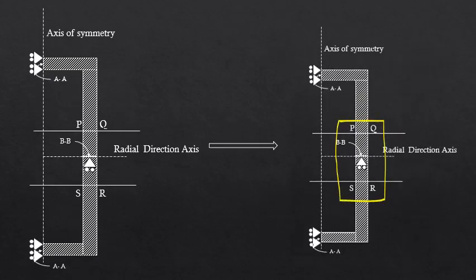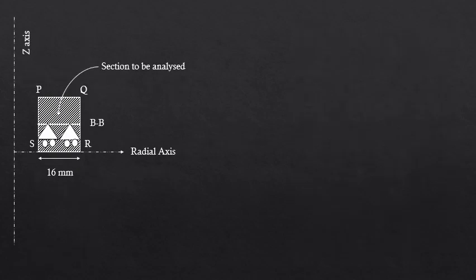Since we want tangential stresses, we will focus on section PQRS only. This section is highlighted by yellow rectangle as you can see here. Here attention is focused on section PQRS. Figure also shows edge BB, which is on horizontal axis of symmetry of pipe.